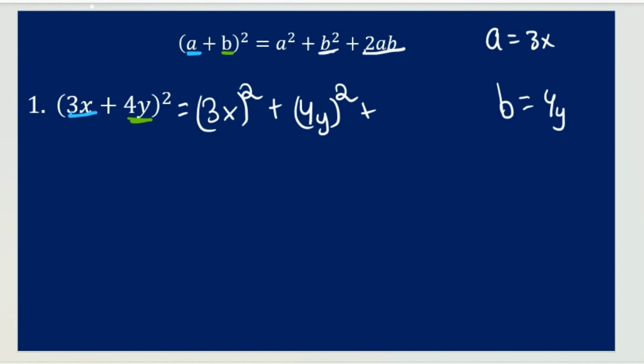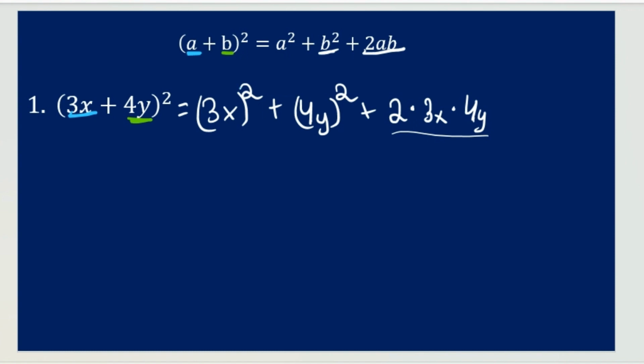So now let's just substitute. We're going to erase all that. Plus 2 times, okay, so a is 3x, so we're going to write 3x, then times b, and b is 4y. And then we just multiply all of that, and then we should get that term.